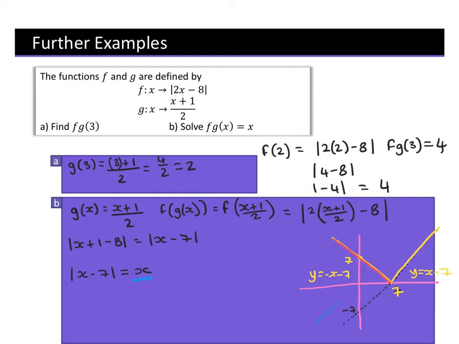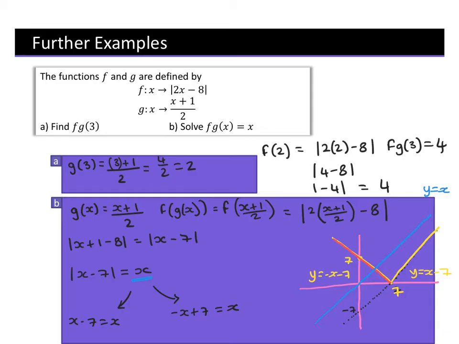And the line of y equals x, we know, looks like this. Okay, so it intersects on this part of the graph that we had to reflect. So when we solve this, in previous ones, what we used to do was we'd forget about the modulus. We'd have x minus 7 equals x, yeah? And then to get rid of the modulus, we'd multiply everything by minus 1 to get minus x plus 7 equals x.